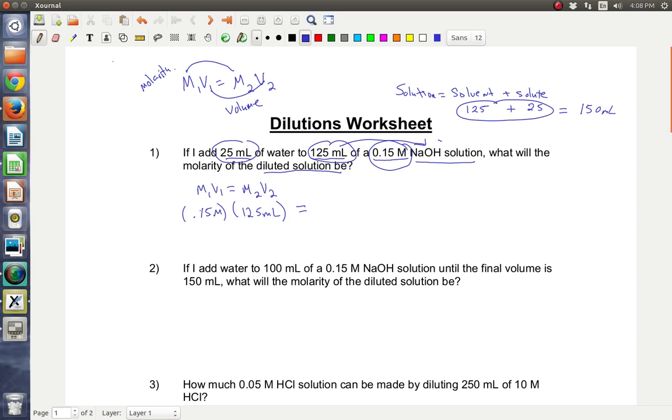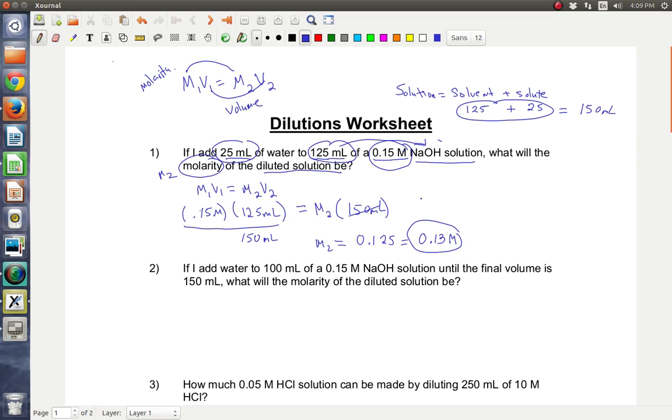Now what it's asking me for is what will the new molarity be? That's your M2. It's asking what the new molarity will be when I dilute it, when I add more stuff, so I have a bigger volume. My bigger volume is 150 milliliters, because that's adding 25 to 125. Now I just have to solve for M2, so I divide both sides by 150 milliliters. So M2 equals 0.125, and since we're being strict about our sig figs, it's 2 sig figs, so 0.13 molar. So the new solution will be 0.13 molar.